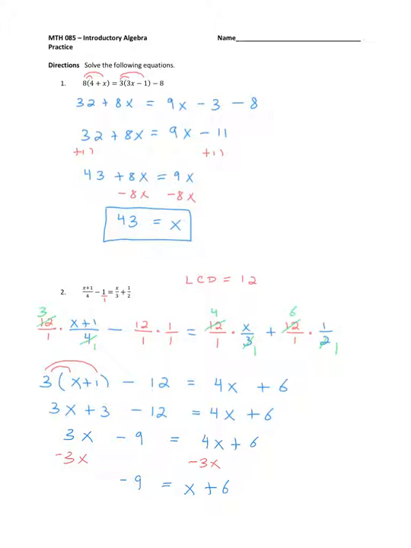My last step is to subtract 6 from both sides, and that's it. I arrive at my answer. Negative 9 minus 6 is negative 15. That is equal to x. This is the solution to question 2.